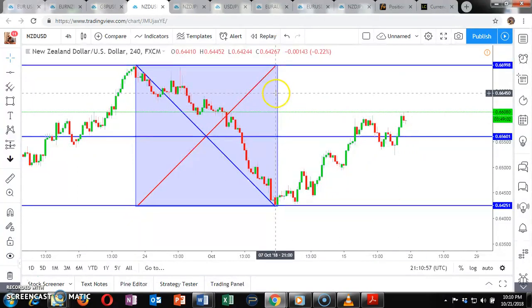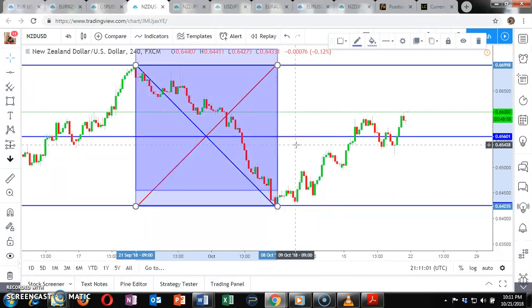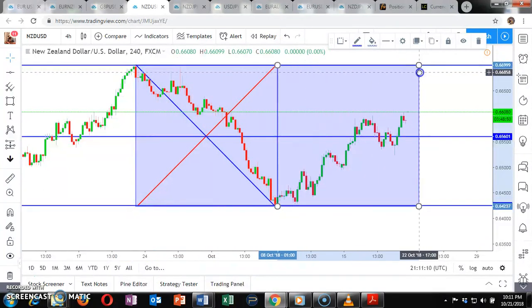So for you to know where best to enter the trade, somewhere around here, you're just going to right click on this rectangle and clone the rectangle. You click on clone, it clones itself. Then you just move your rectangle to this point. You see, we have just about the same size of the rectangle, just the same size here.